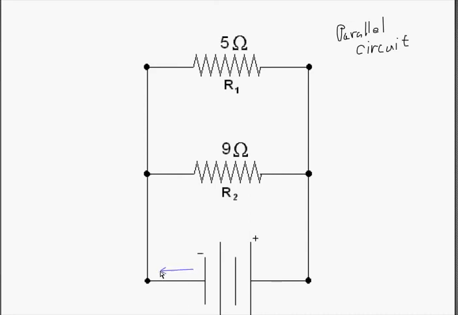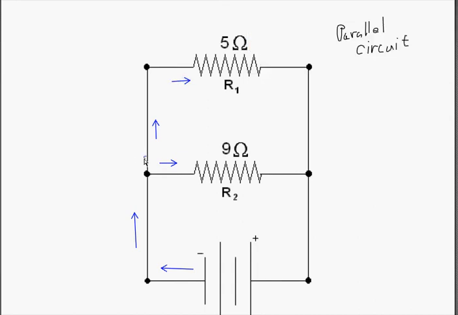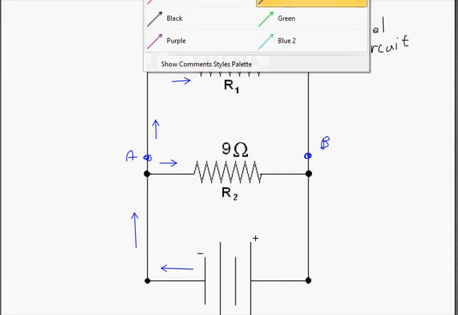So our current leaves right here, and then it goes here. But then it gets to this junction, and then some of it's going to go this way, and some of it's going to go that way. And the interesting thing is that if I go right here, here's a point, let's call it A, and I'm going to go over here to point B. Well, there's only one route to go from A to B, so that means the current has to be the same through that one route.